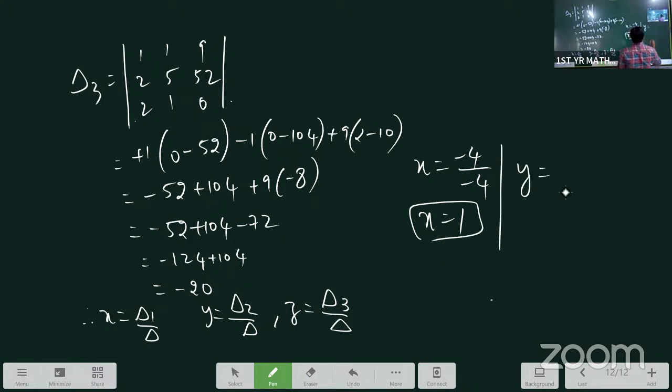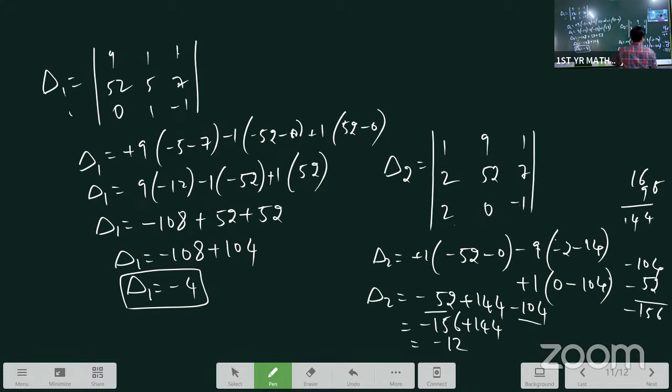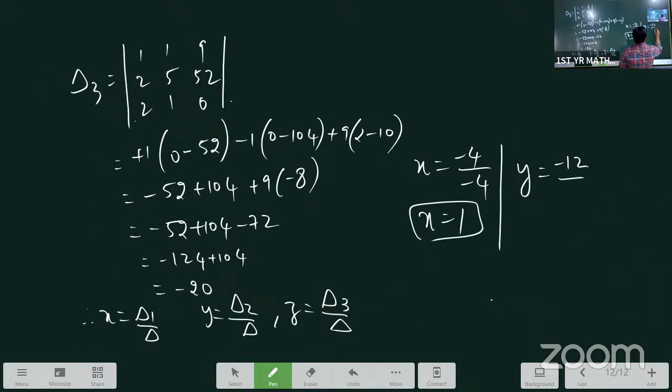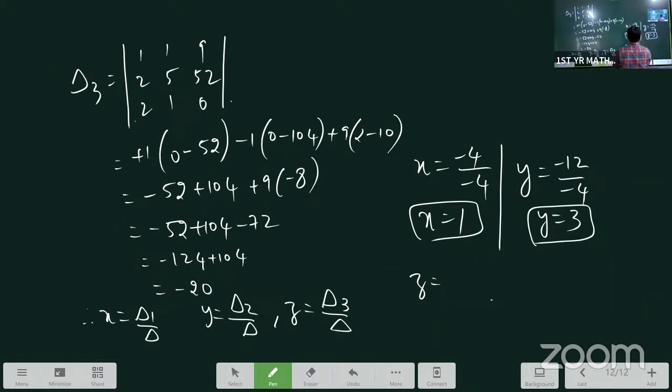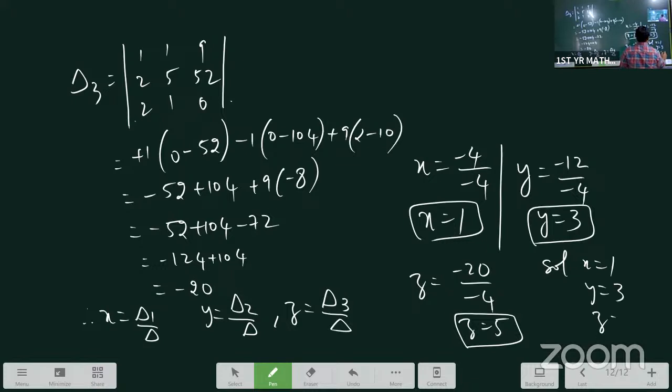Next, y is equal to delta 2 by delta. What is your delta 2? We got minus 12, right? So that is minus 12 by minus 4. Y is equal to 3. And what is your z? I said delta 3 by delta. What is your delta 3 here? Just now we did. Delta 3 is nothing but minus 20 by minus 4. So your z is equal to, 4 5s are 20. So therefore the solutions are x equal to 1, y equal to 3, z equal to 5.